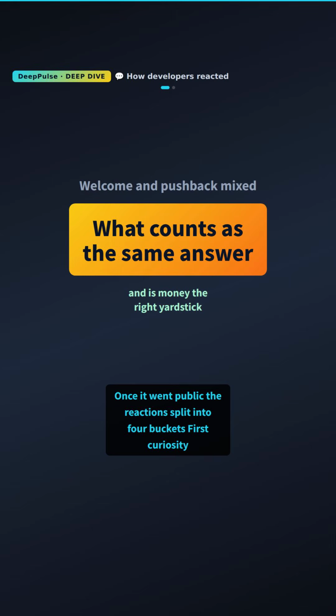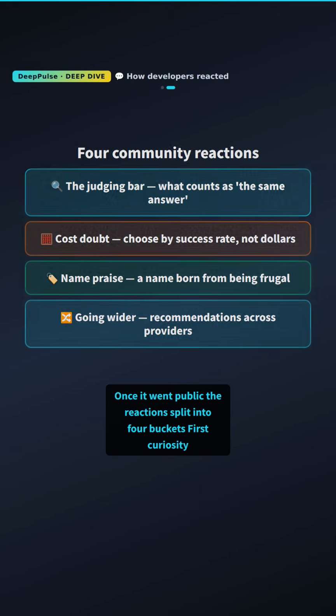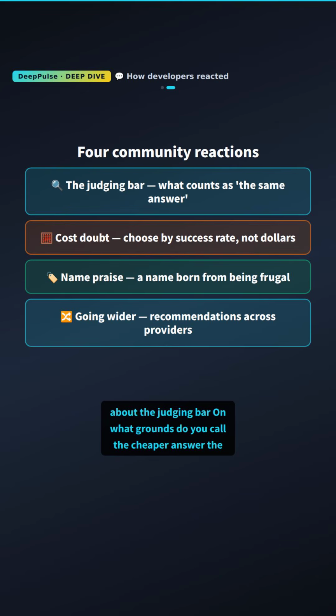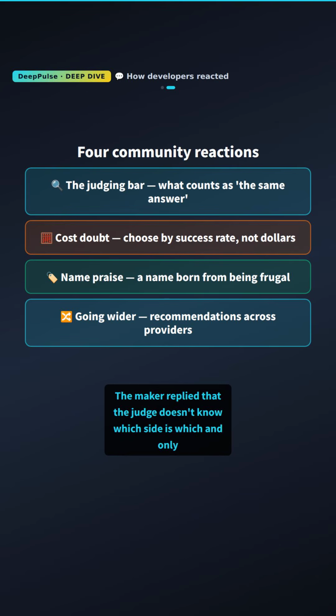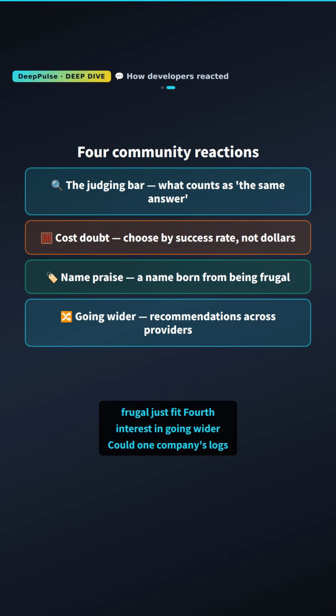Once it went public, the reactions split into 4 buckets. First, curiosity about the judging bar. On what grounds do you call the cheaper answer the same? The maker replied that the judge doesn't know which side is which, and only counts factual errors or ignored instructions as false. Second, doubt about cost as the metric at all. Some argued you should choose by success rate, not dollars. Third, praise for the name. People like that a name born from being frugal just fit. Fourth, interest in going wider. Could one company's logs recommend another company's models too?